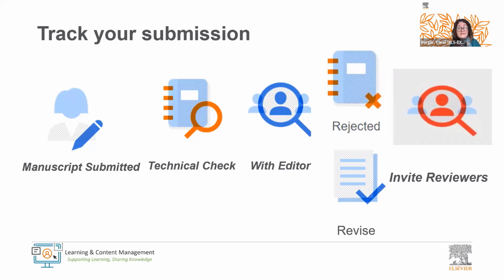If the editor decides that your paper is a good match for the journal, they will then identify 2 or 3 independent reviewers, again depending on the journal's settings and configuration, and they'll then send invitations to review your manuscript.